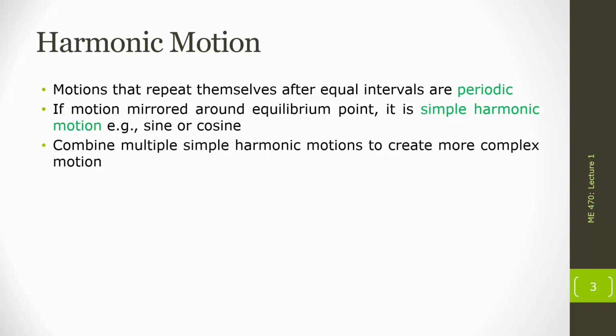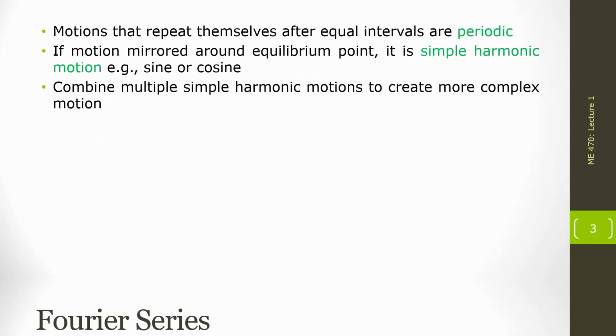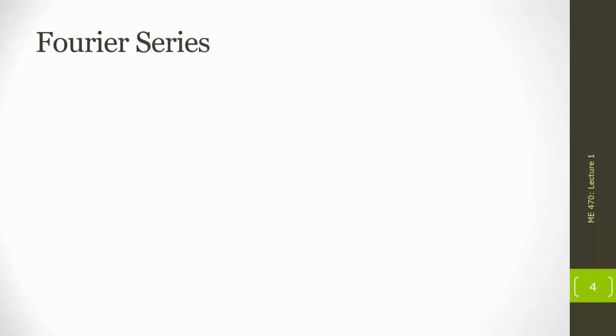But what we can do is take multiple of these simple harmonic motions, add them together, and get something that is still going to be periodic, but is not necessarily mirrored around the equilibrium point. But the basis of it is a lot of these simple harmonic motions. And that's what leads us to be talking about what a Fourier series is.